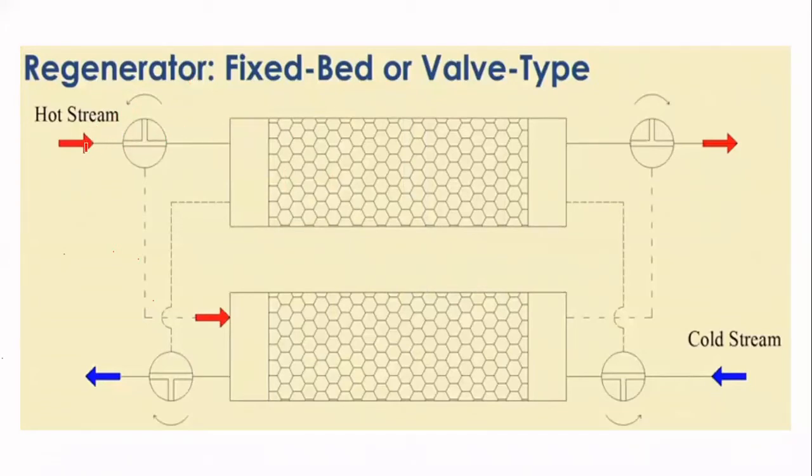So for this valve, we are providing hot stream in this direction. It will be going in this direction because of the position of the valve, and it is going to flow through the first bed. When it is flowing through the first bed, the temperature of this bed is going to rise up. It is going to flow in this direction, and over here it will flow in the forward direction like this. So this is the flow of hot stream.